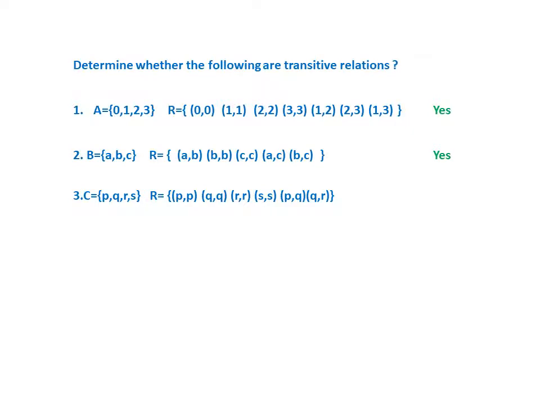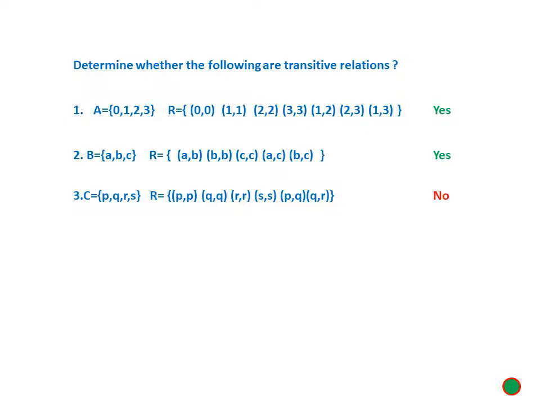You can check. The third one you can see here (P,P), (Q,Q), (R,R) is there. (P,Q) is there, (Q,R) is there, (P,R) is not there. Therefore, definitely it is not a transitive relation. Let me repeat again. Just check the last two elements. (P,Q) is there, (Q,R) is there. If it is transitive, (P,R) must be there, but (P,R) is not there. Therefore, definitely it is not a transitive relation.